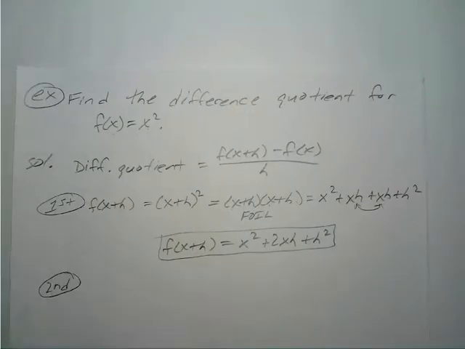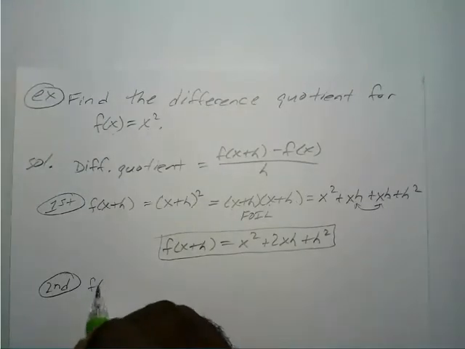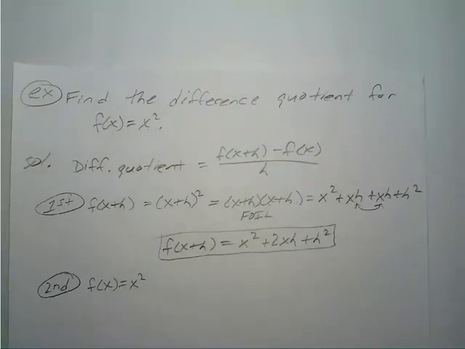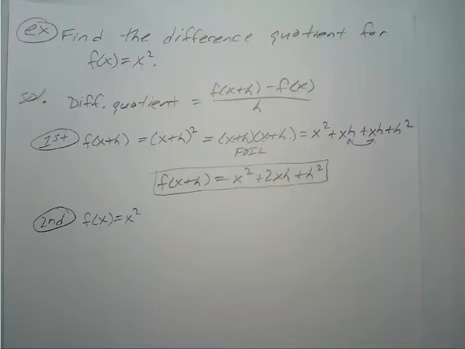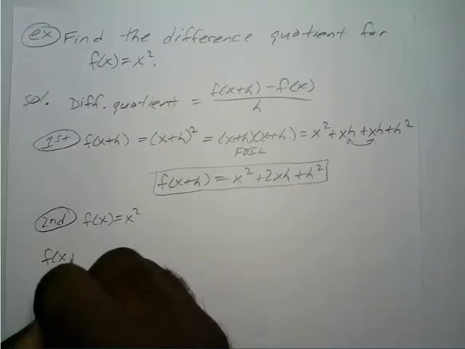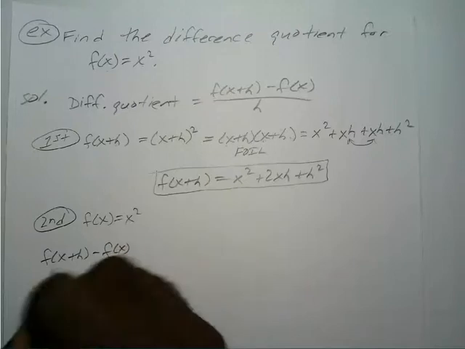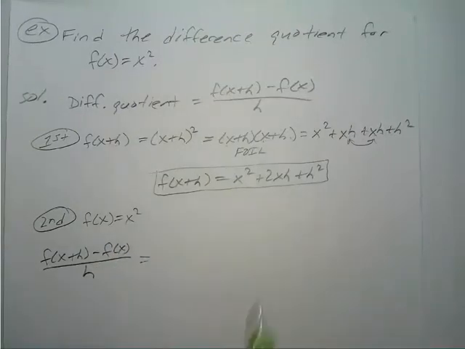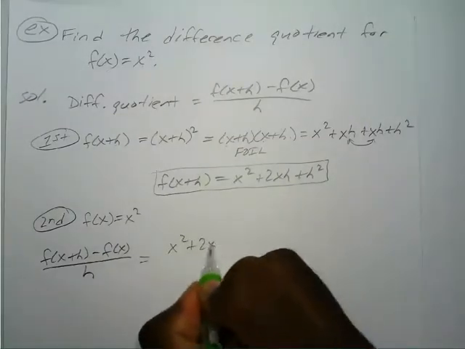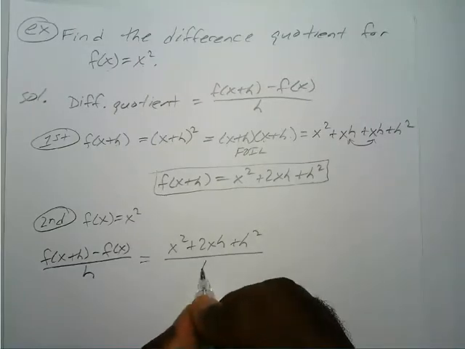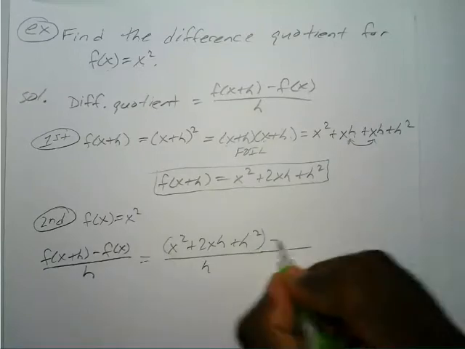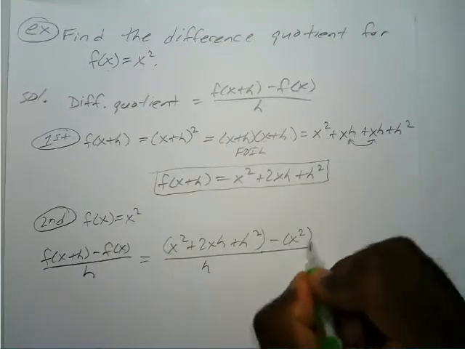Now your second step, we're just going to plug it into the formula, and we already know our f of x is equal to x squared. So that means f of x plus h minus f of x all over h is just going to be our f of x plus h, we replace it with this. So you have x squared plus 2xh plus h squared all over, forgot my minus. Minus f of x, which is minus x squared, all over h.